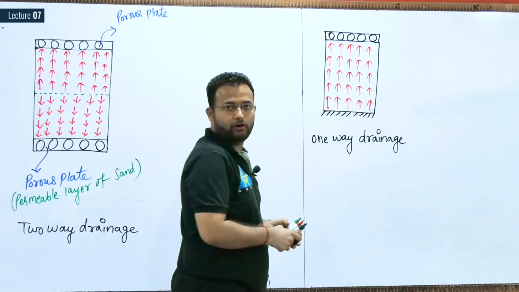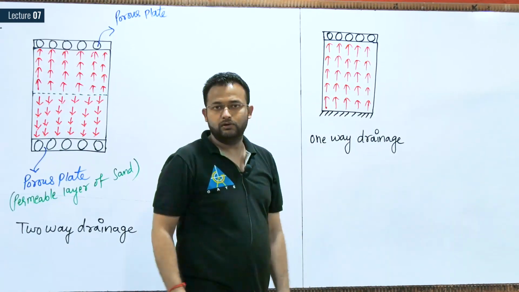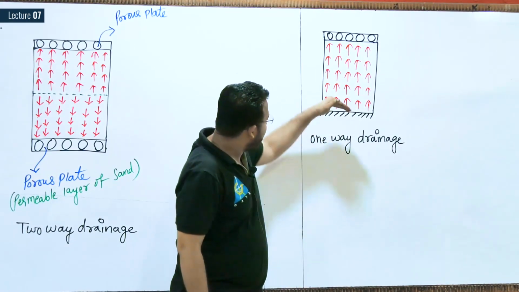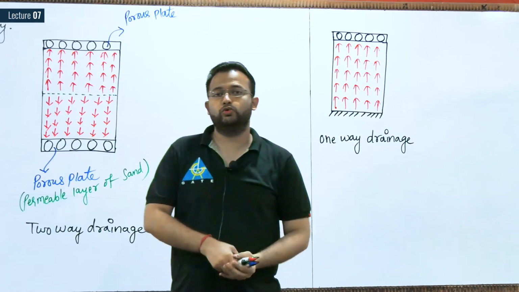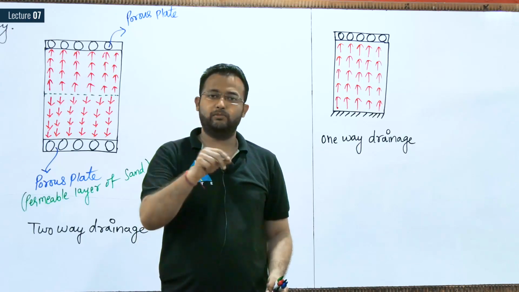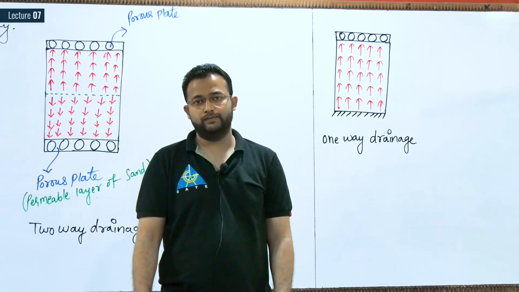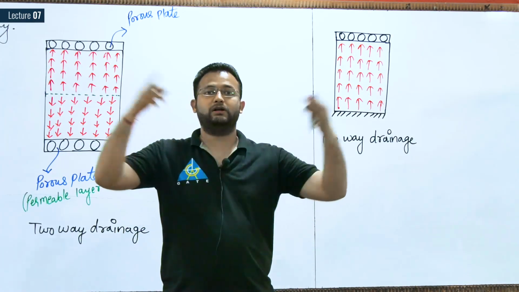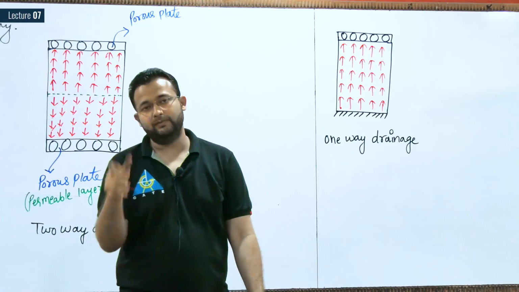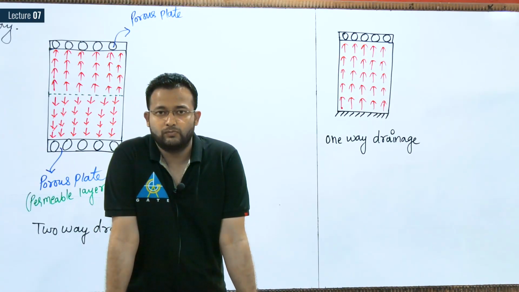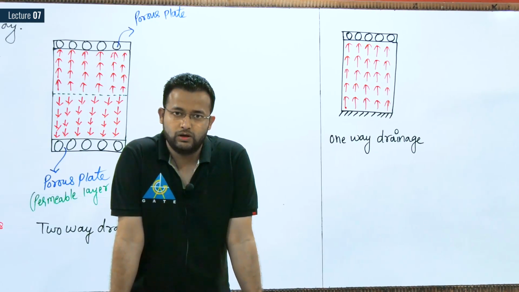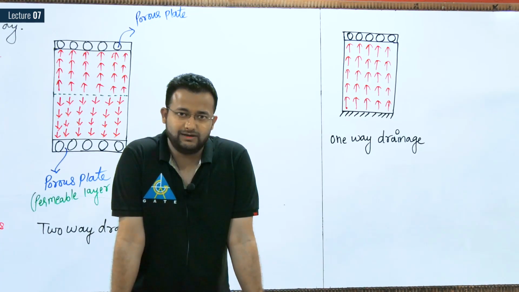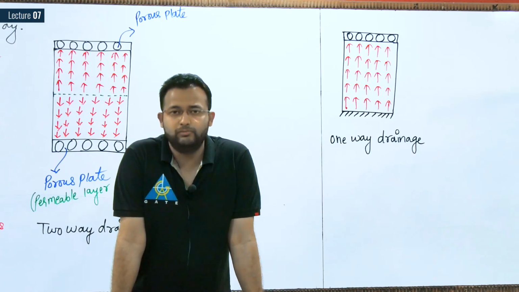Water cannot be drained out in downward direction because rock is present. Water has to flow in upward direction and through the porous plate. See, in the porous plate a number of voids and pores are there. So easily water can be drained out through the porous plate. That's why we keep the porous plate. If we do not keep the porous plate, water will not be draining out. If there is no sand layer at the ground, the water cannot be draining out.